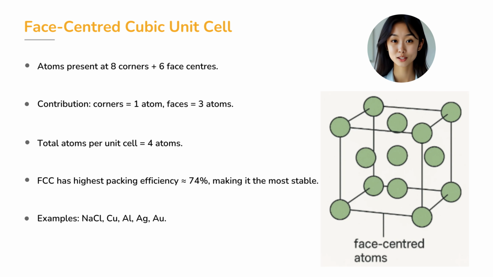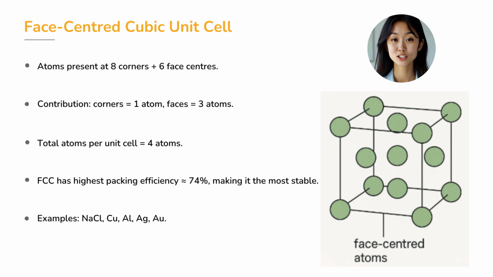Next comes the most efficient arrangement, the face-centered cubic unit cell, or FCC. In this case, atoms are located not only at the 8 corners but also at the centers of the 6 faces. The corner atoms together contribute 1 atom, while the 6 face-centered atoms contribute 3 more, making a total of 4 atoms per unit cell.